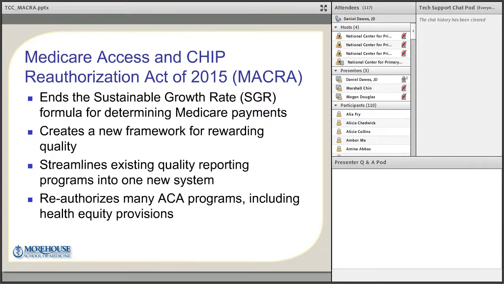So what is MACRA really? It ended the sustainable growth rate, that doc fix issue that we were hearing about, where there were potential cuts of 20+% in Medicare for physicians.